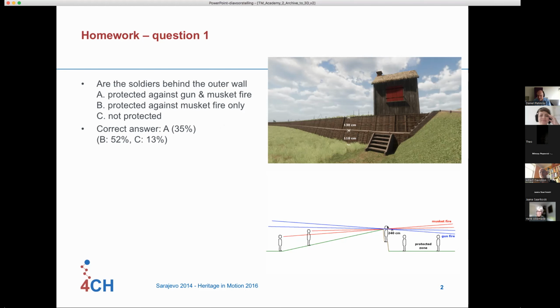Why is that? Because if you make a sketch, you see that you have to fire from quite close up. So you fire over the wall. Here in this zone, you're protected.